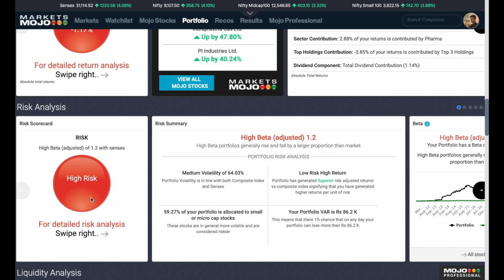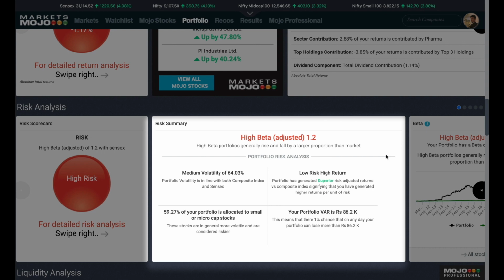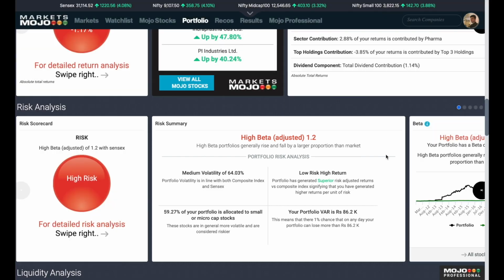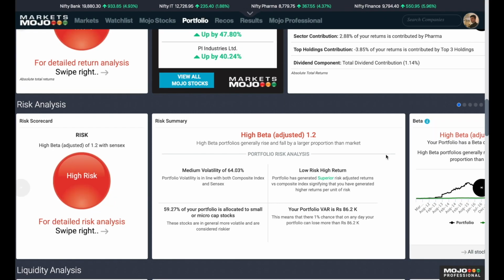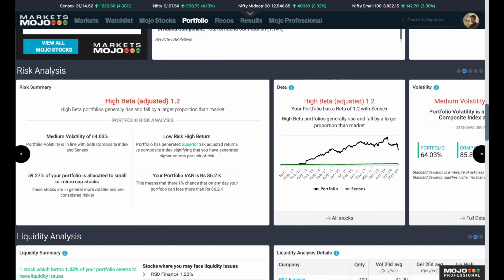In the next panel, we analyze the risk. The portfolio has a medium volatility in line with Sensex and the composite index. It has also generated superior risk-adjusted returns. 60% of your portfolio has been allocated to small and micro-cap stocks. A caution, as these stocks are generally more volatile and considered riskier.